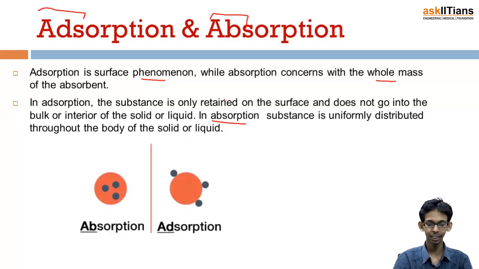Like this, you can say that this is the example of adsorption, in which this is the adsorbent and this is the adsorbate, which is present only on the surface. While in case of absorption, the molecules pass into the bulk. So this is absorption and this is adsorption.